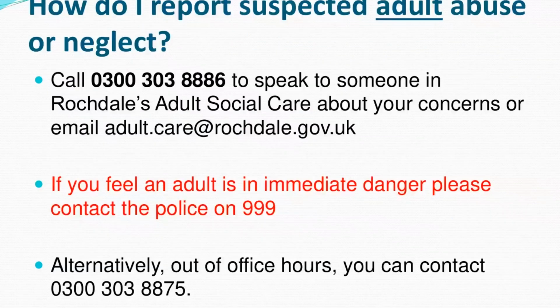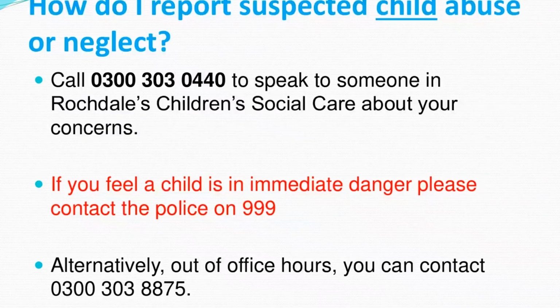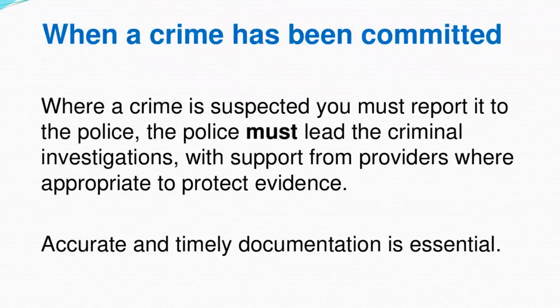So what should you do if you suspect an adult is at risk of abuse or neglect? You need to report it at once to Rochdale Adult Care. The contact details are on the screen. If you feel an adult is in immediate danger, please contact the police on 999. To report abuse or neglect of a child, report it to Rochdale Children's Social Care. Their details are on the screen. Where a crime has been committed, the police will lead the investigation.